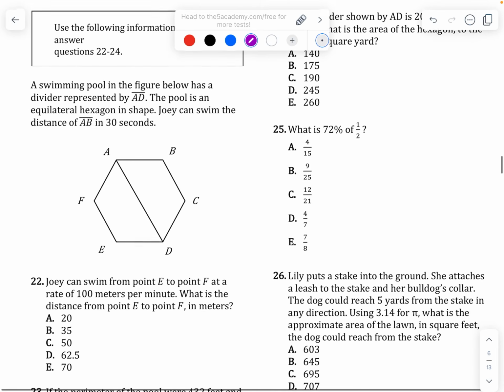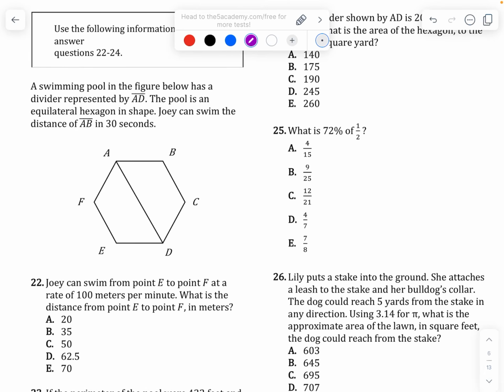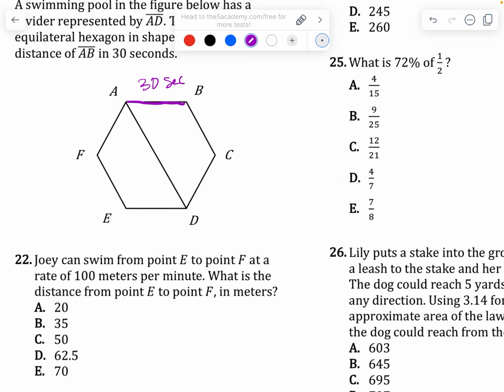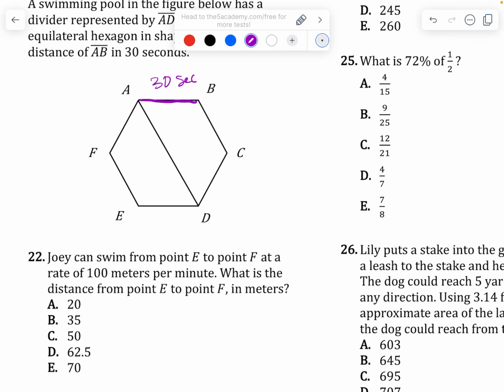A swimming pool in the figure below has a divider represented by AD. The pool is an equilateral hexagon in this shape. Joey can swim the distance of AB in 30 seconds. If Joey can swim from point E to F at a rate of 100 meters per minute, what is the distance from point E to F in meters?